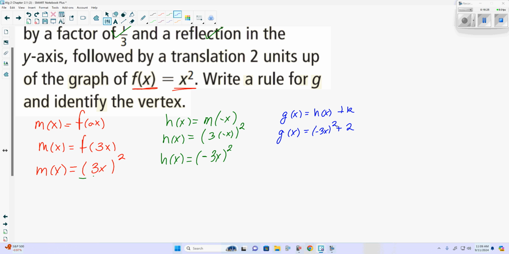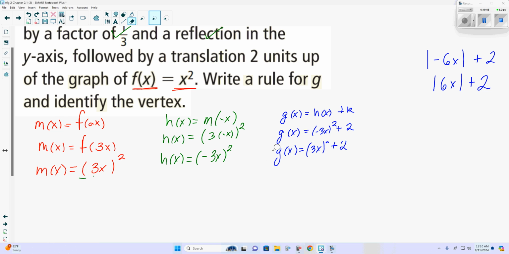Now, especially back in chapter 1, there was one of the problems that had a reflection in the y-axis. And some of y'all did put, because it ended up being negative 6x plus, I think, 2. Interestingly enough, this here is also the same answer. For this one, g of x equals parentheses negative 3x squared plus 2. This is actually the same answer, and there's a reason for it. It is dealing mainly with our properties of x squared.